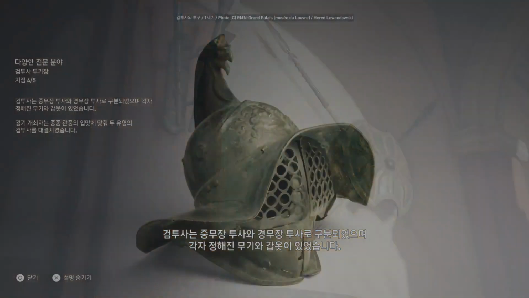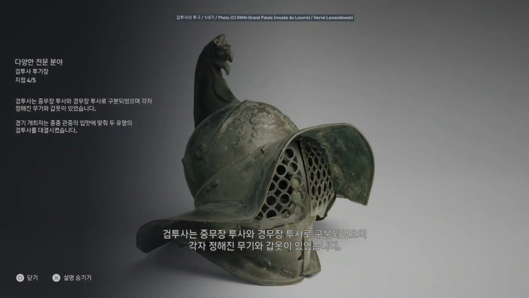Gladiators were separated into heavy and light armored fighters, each with their own set of specific armor and weapons. Organizers often had 2 audience-favored factions face each other in combat.